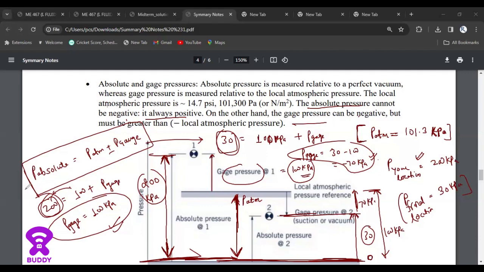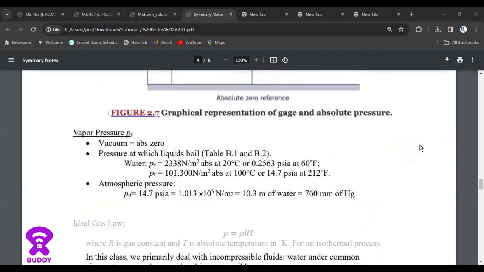Okay. Moving on to the next concept, the vapor pressure. Vapor pressure means above the liquid. Suppose you have a closed container, and there is a liquid and there is a vapor. On the surface of the liquid, the vapor will try to exert some force. That pressure we call vapor pressure.